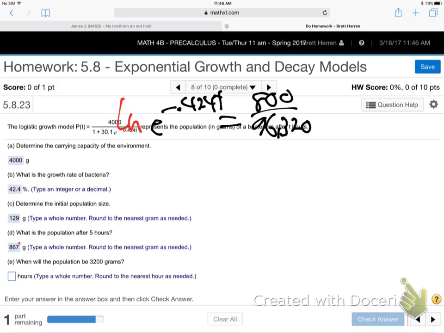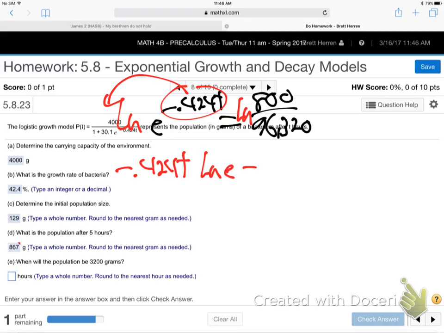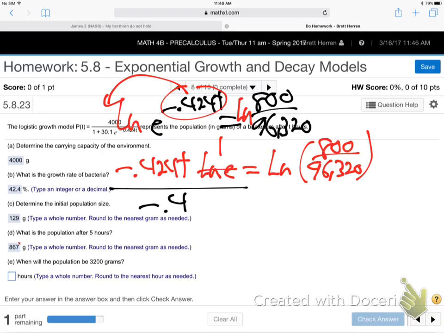Then you do ln to both sides. So this power dethrones the power. 0.424t ln e is ln of 800 over 96,320. ln e is just 1, that's gone. Last step, we're almost there. Divide by the minus 0.424. Boom. t's alone. Now hit the buttons on the calculator and get an answer.